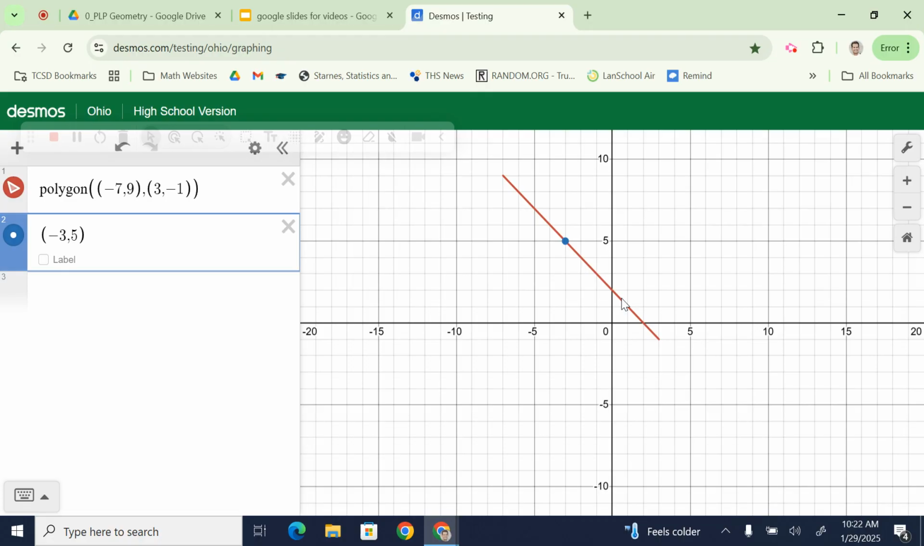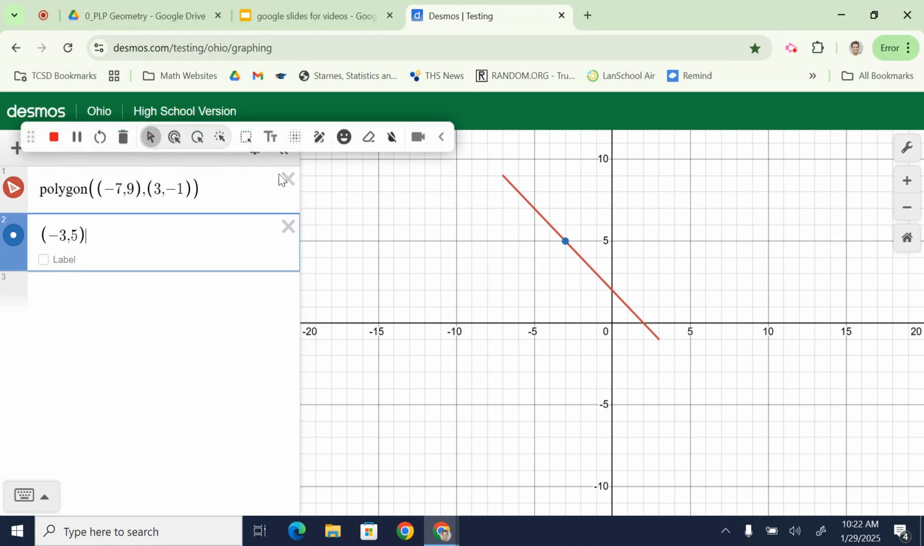Not an easy problem, but a good problem. And the state test loves it, so try to remember how to do it.